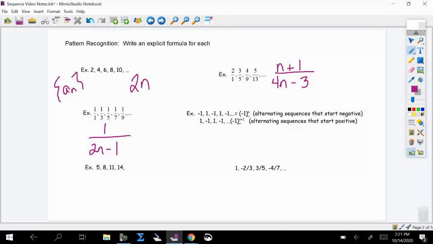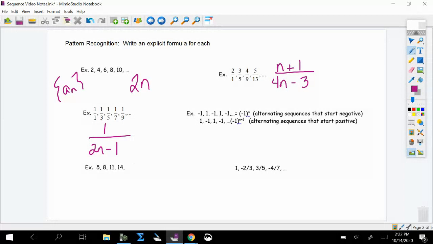Next piece, I just want to show you how you get a sequence to alternate. Alternate just means to flip back and forth between positive and negative signs. So if I want a sequence to alternate and I want my first term to be negative, the way I write that is I put -1 to the n power. Because then what's going to happen when I put in odd numbers, like a 1 or a 3, I'm going to stay negative.